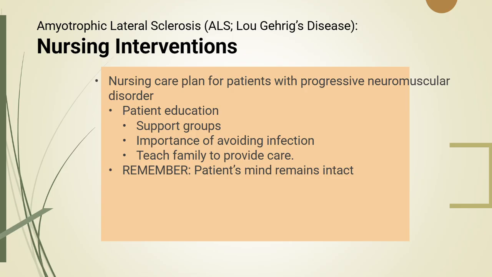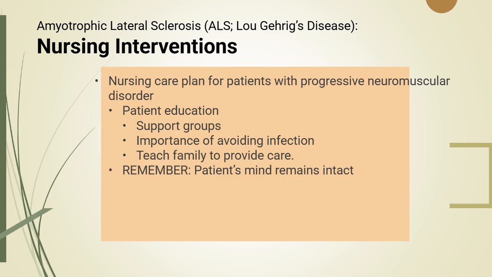When caring for a patient with amyotrophic lateral sclerosis, nursing interventions focus on supporting both the patient and the family as they manage a progressive neuromuscular disorder that affects mobility, swallowing, and breathing, but does not affect the patient's cognitive ability or reasoning. This is a crucial point.